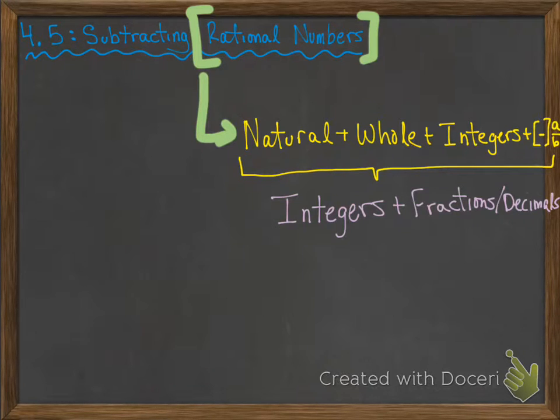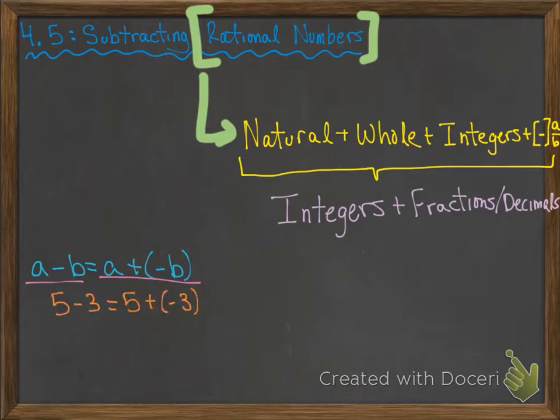So really this is how to subtract integers, fractions, and decimals. We have two big ideas here, and these are the same two big ideas that came from 4.4. Subtracting a positive, so a is positive, b is positive over here, is the exact same thing as adding the negative. So let's look at some examples.